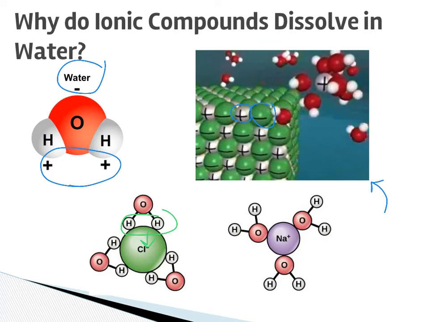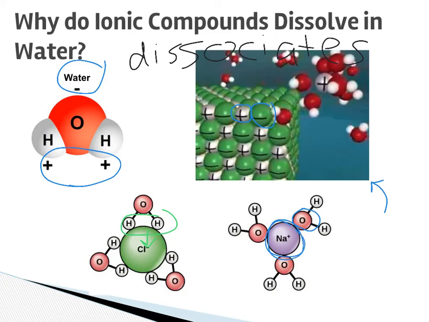I'm going to write that word. Dissociates in water. So that means that it actually separates into its ions. We call that dissociation. So then we get all of the positive side of water attracted to the negative thing, and we get all of the negative sides of water attracted to the positive thing, and it pulls it out of that crystal lattice structure. That's what happens when it dissolves.